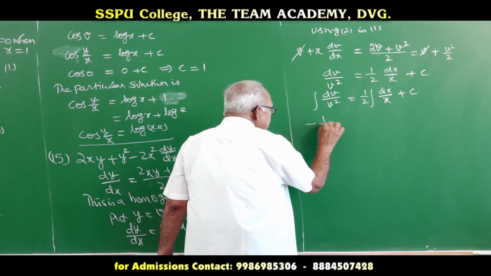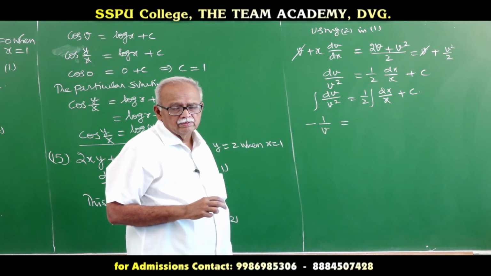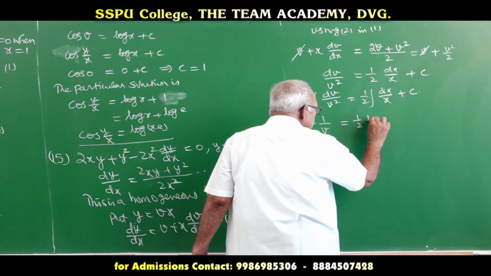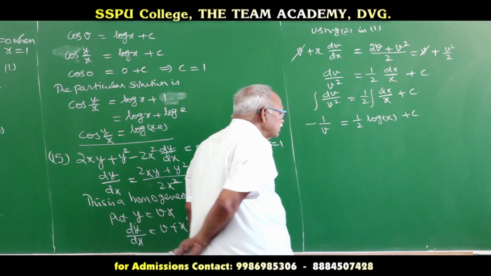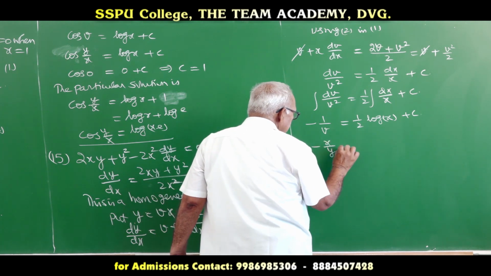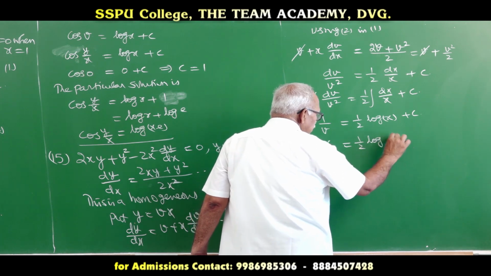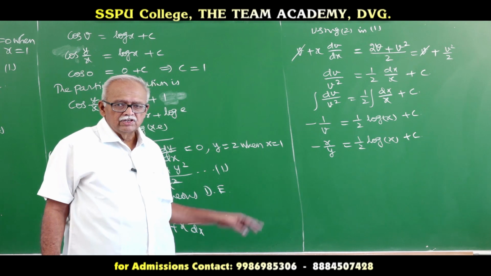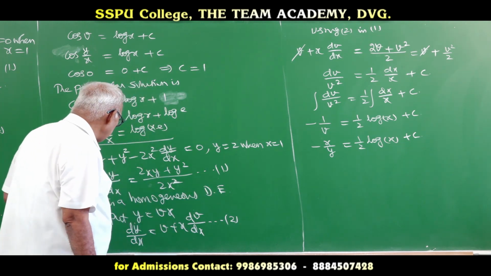Now, integration of 1 by V square is minus 1 by V. Integration of dx by x is log x plus c. So, it is now 1 by V, which is nothing but x by y, is minus 1 by 2 log x plus c.